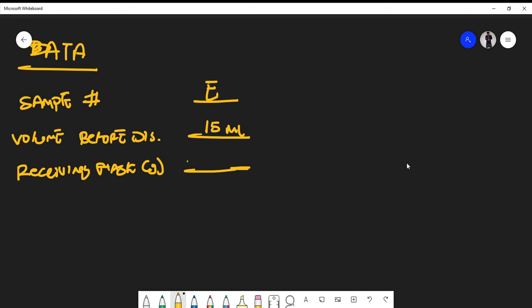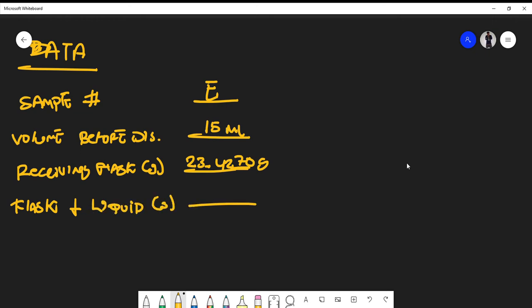That means the flask that is actually getting the distilled liquid inside it. When I was doing this experiment, mine came out to be 23.4270 grams. Now, with measuring that empty receiving flask, you must measure that receiving flask plus the liquid. So the flask plus the liquid you got back, I measured to be about 34.3040 grams.